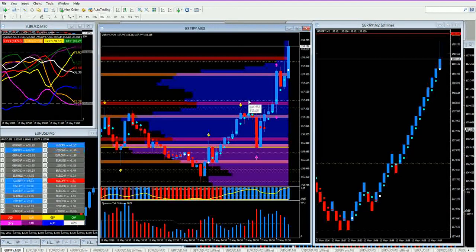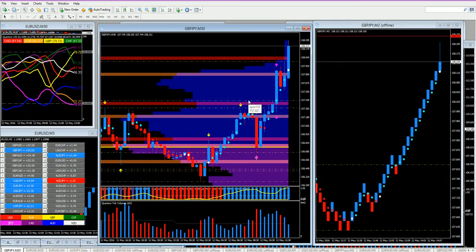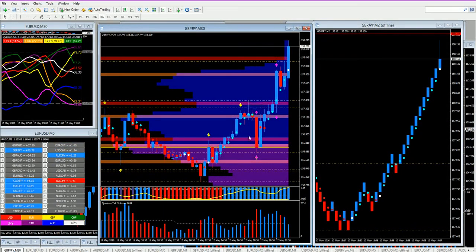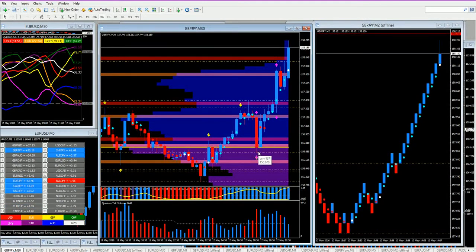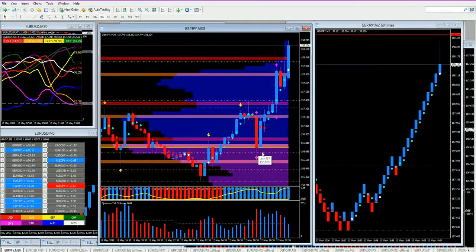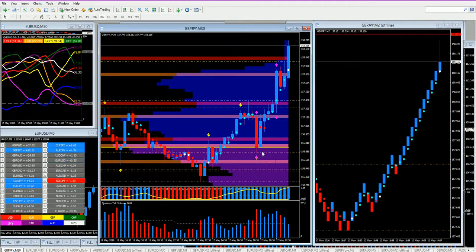In fact, what actually happened was the reversal went from 157.42 all the way down to 156.67. That is almost 100 pips. So on this occasion, it was most definitely worth taking.